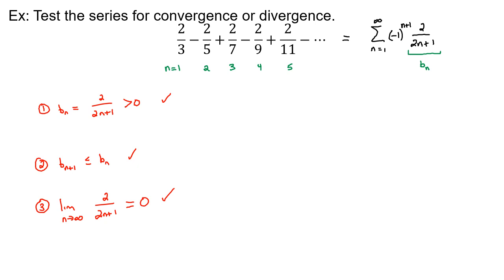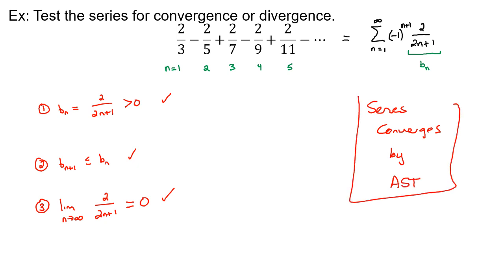So then we could say, therefore, this series converges by the alternating series test, which I usually shorthand to AST. And that's how the alternating series test works. So let's try another one.